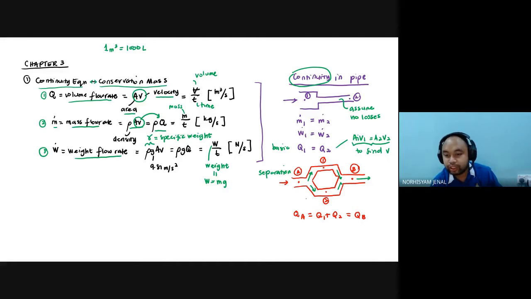So the equation for this should be QA equals Q1 plus Q2, and equals QB. If the area for both of them are the same, the possibility of the velocity to be the same is really high, for Q1 and Q2. But it depends. So this part over here, it depends on the area or the velocity inside the pipe.